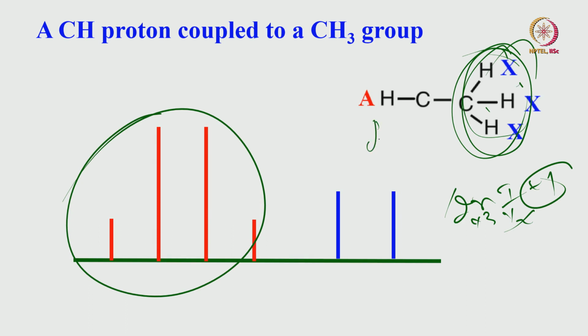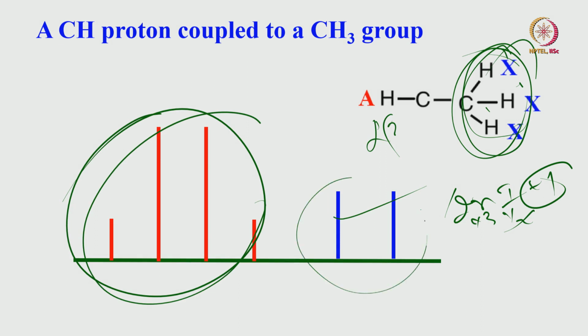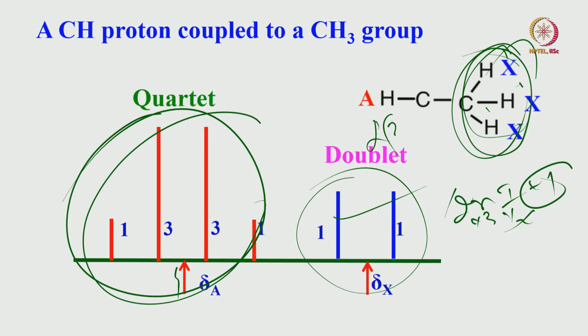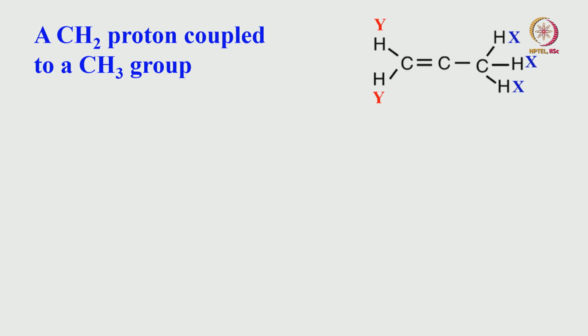CH has only 2 states, alpha and beta. So, it will be a doublet. You understand? When CH proton is coupled to CH3, CH is going to be a quartet, CH3 is going to be a doublet. And this is the chemical shift of CH, this is the chemical shift of CH3, and the separation gives you the J coupling. Easily you can identify that.